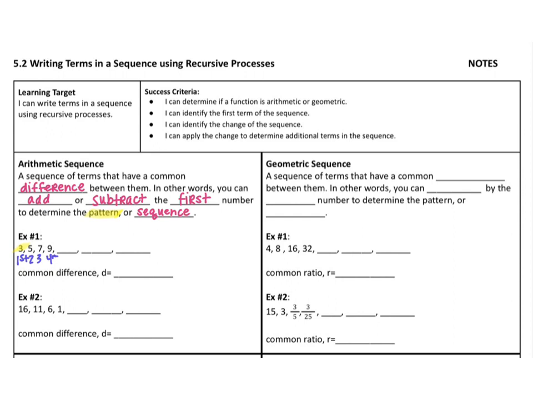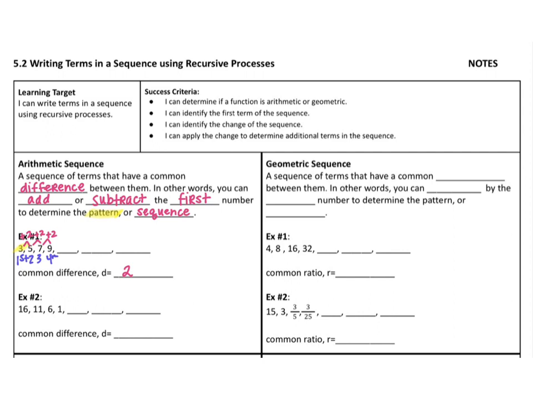In other words, how do we get from 3 to 5? We add 2. How do we get from 5 to 7? We add 2. How do we get from 7 to 9? We add 2. In other words, the common difference, which we use the letter d to denote, is 2. Don't really need to put positive 2. It's known as positive right there. That's the common difference because that's what I'm adding to my first number to get to the second number. And then that's what I add to the second number to get to the third number. And what I add to the third number to get the fourth number.